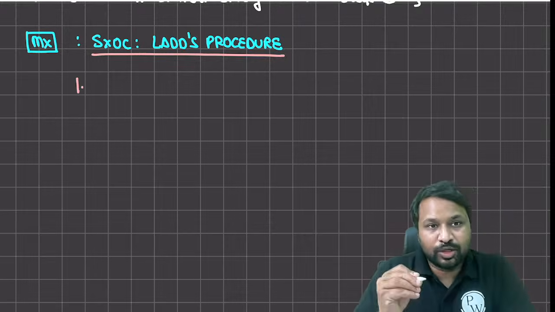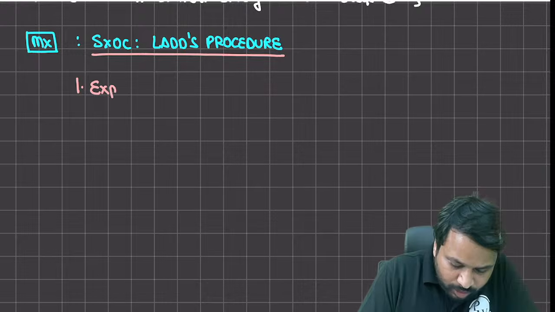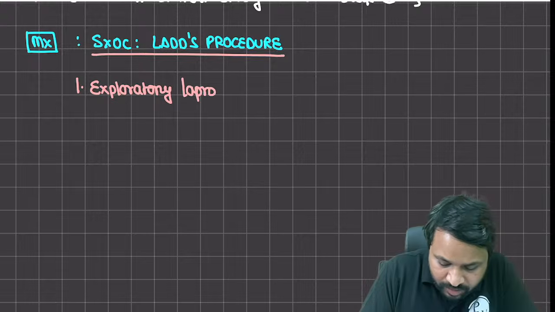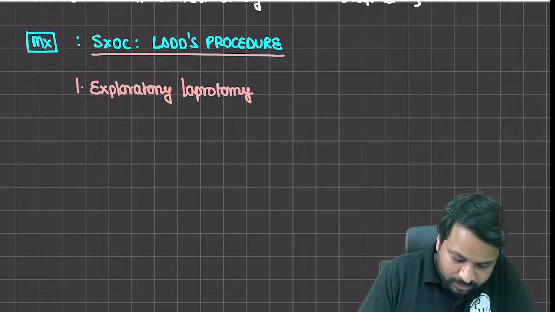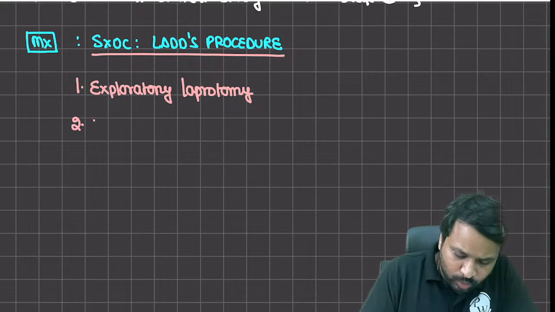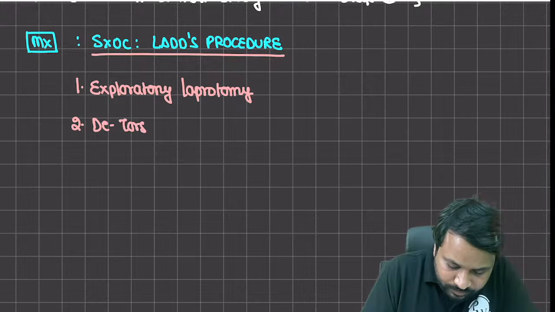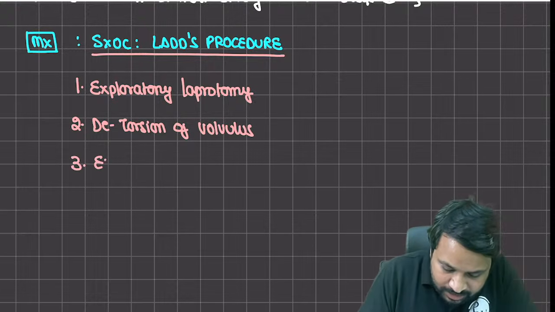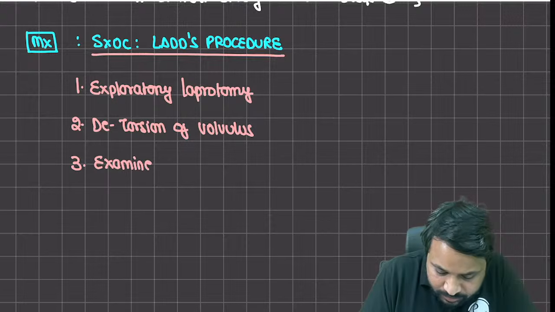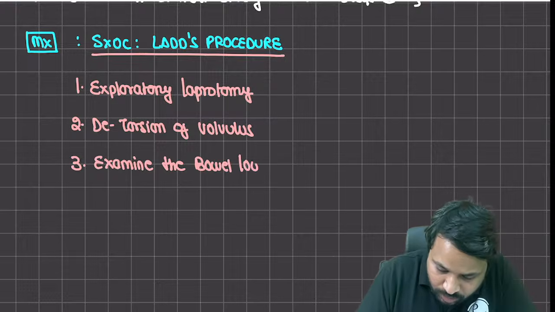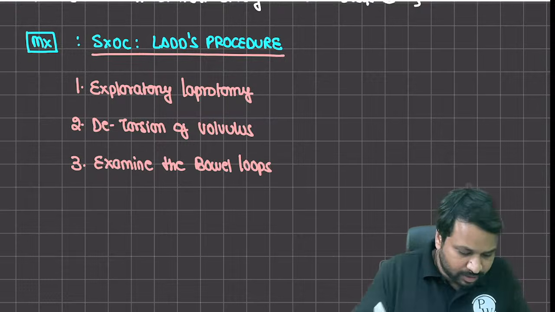Step number 1, do an exploratory laparotomy. Take the patient for exploratory laparotomy. When you open up the patient, you will see there is volvulus. So re-rotate it back, put it back to its normal side. So do a detorsion of the volvulus. Once you have done the detorsion of the volvulus, the third step is to examine the bowel loops. You have to examine the bowel loops.